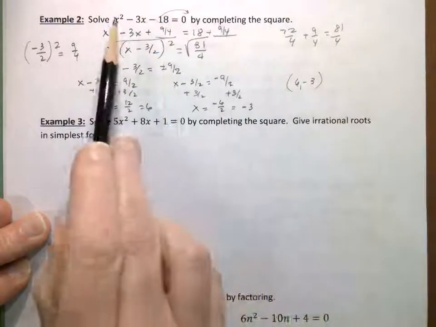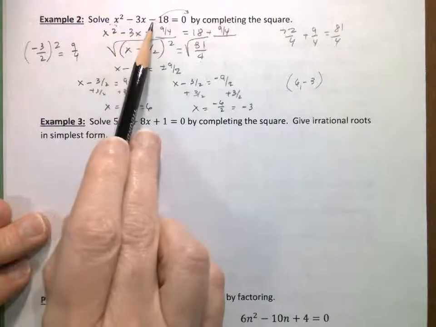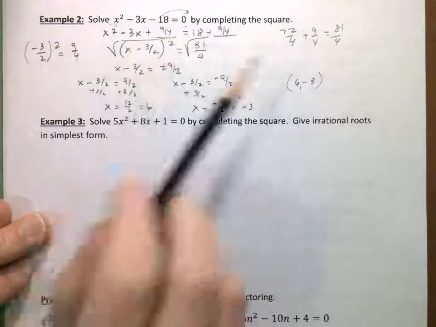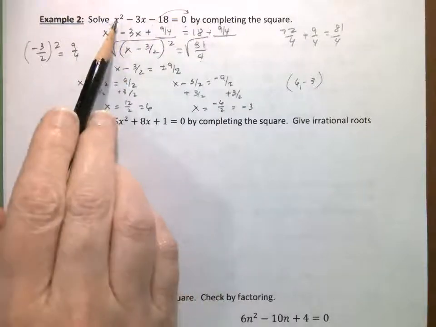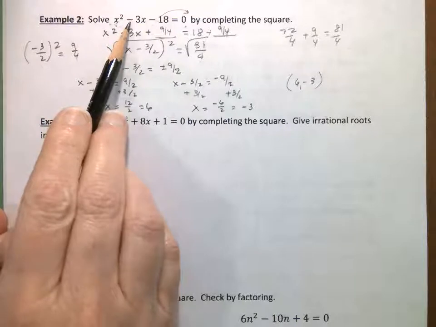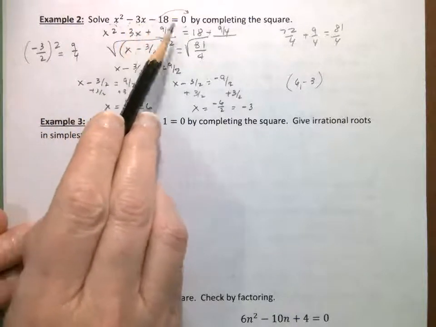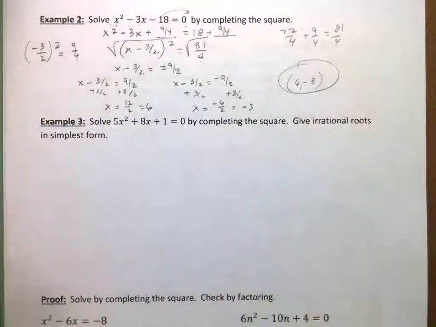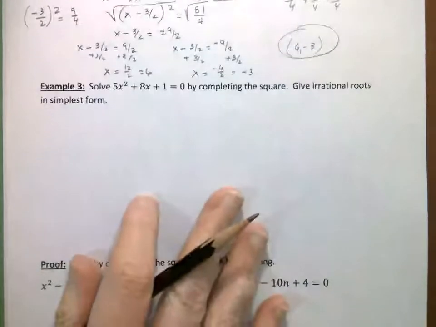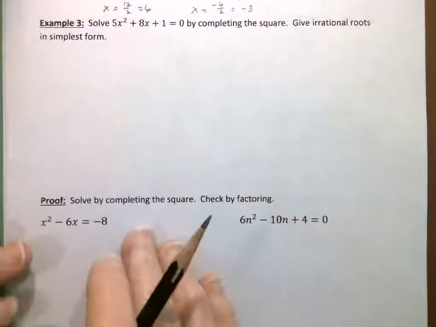And if I plug them in, let's plug in 6. 36 minus 18 is 18, minus 18 is 0. Okay, so 6 is good. If I plug in negative 3, I have negative 3 squared, which is 9, minus 3 times negative 3, which is positive 9. So 9 plus 9 is 18, minus 18 is 0. Okay, so that works well. This is a bunch of steps, but once you get the hang of it, it's actually pretty easy. And it's a real quick way to solve something that you couldn't normally factor easily.